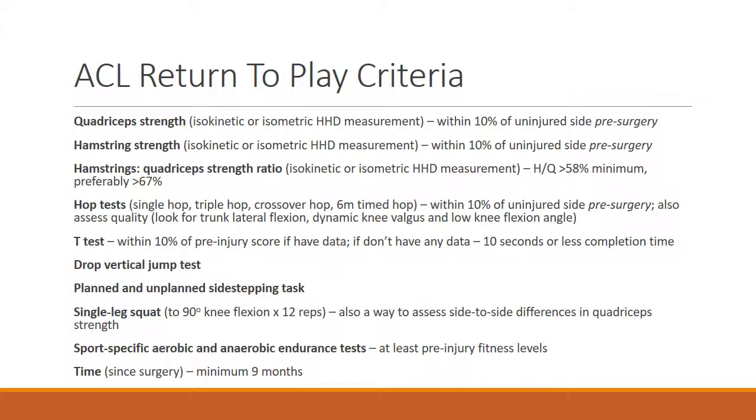Now a big one in return to play that wasn't so much studied initially is hop testing. And single hop, triple hop, crossover hop, and 6-meter timed hop have all been studied.